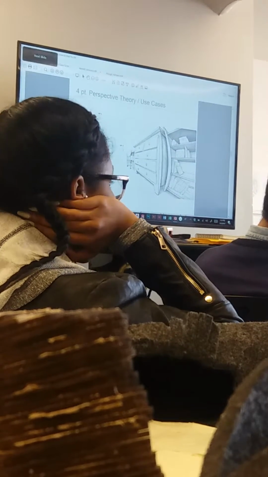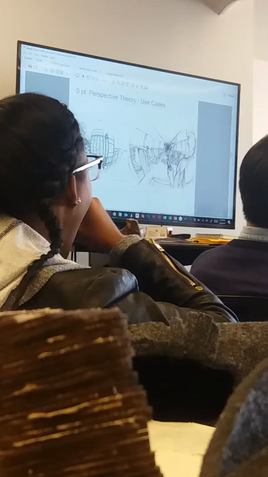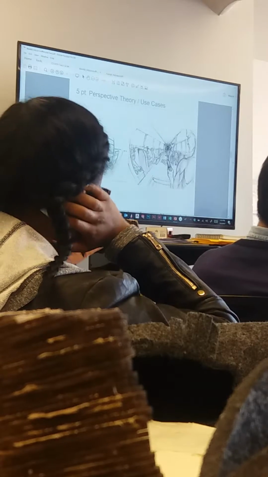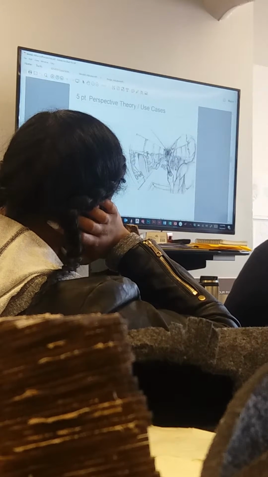Okay, let's move on. 5-point perspective. So 5-point perspective is not just a circle, but there's 1-point perspective included. It's the same as 4, except you have a 5th vanishing point right in the dead center. What converges to that?